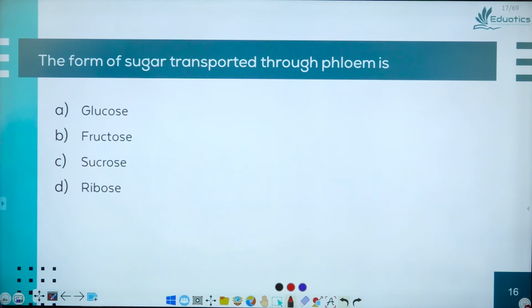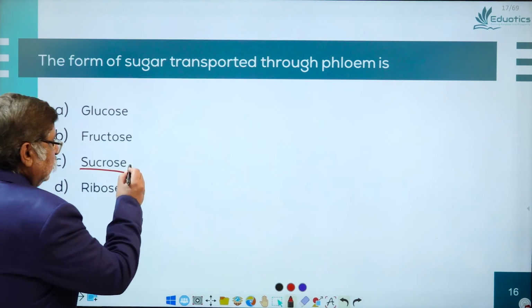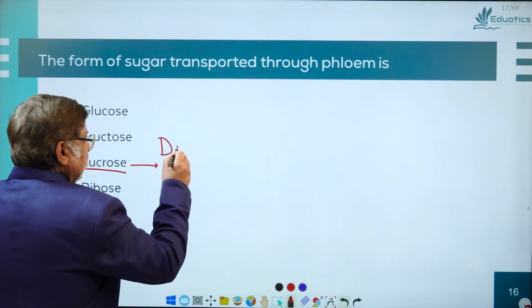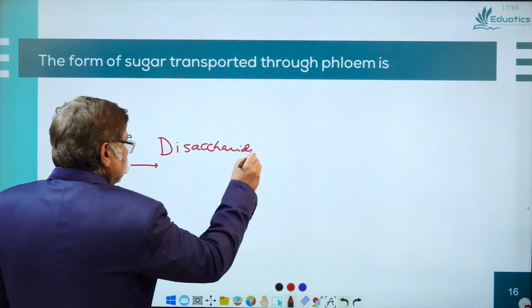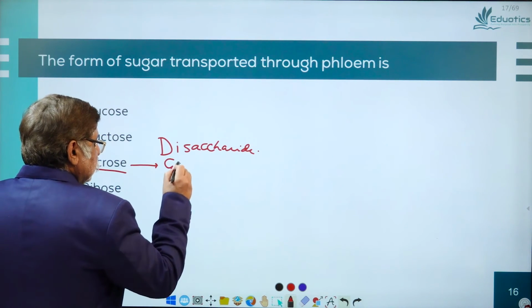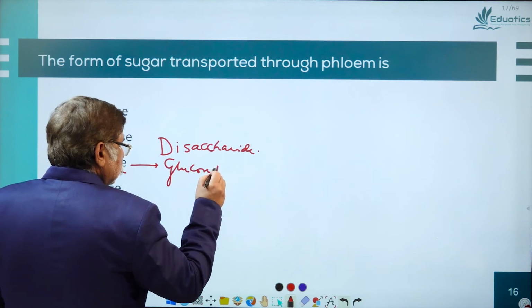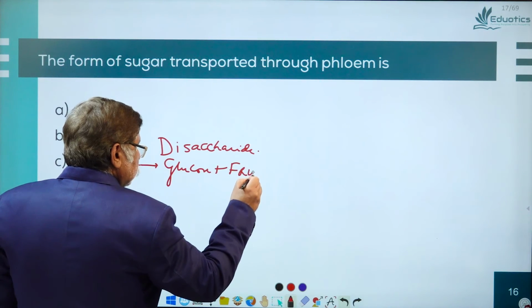In which form is sugar transported through phloem? Sucrose. Sucrose is a disaccharide. It is made up of glucose plus fructose.